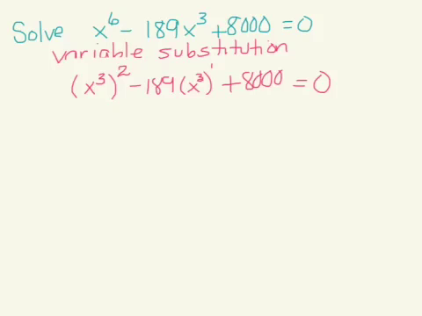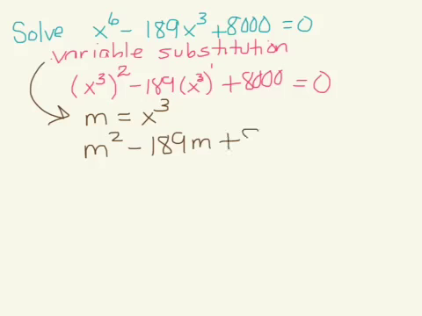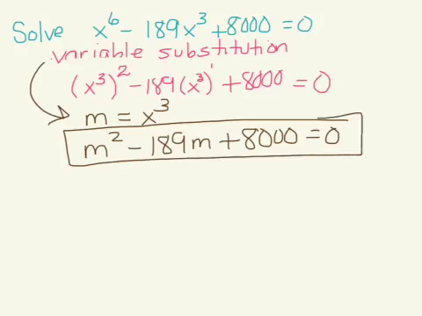It's called variable substitution because we are going to take a completely different variable, and it doesn't matter which, and we set that equal to x cubed. So now what we have is m squared minus 189m plus 8,000 is equal to 0. This is a quadratic equation.